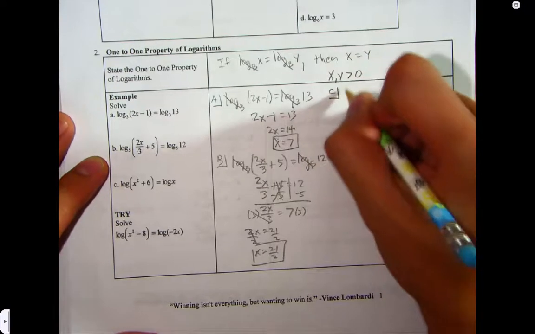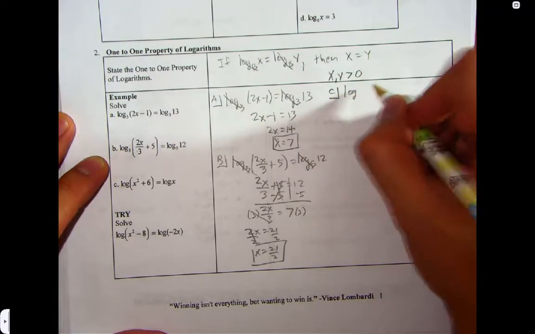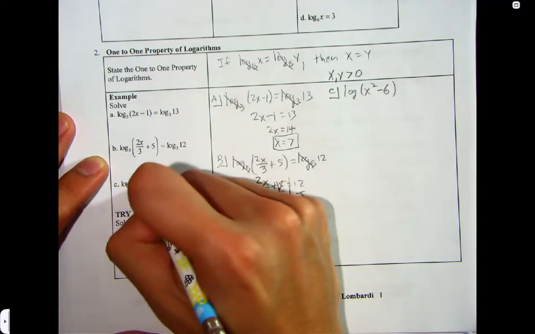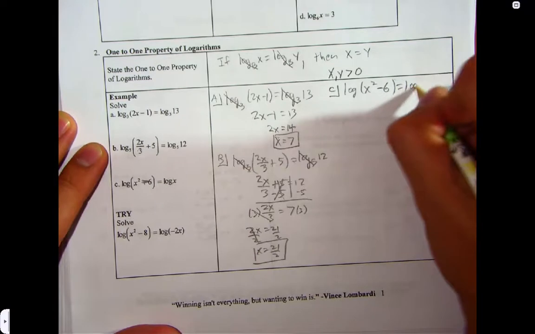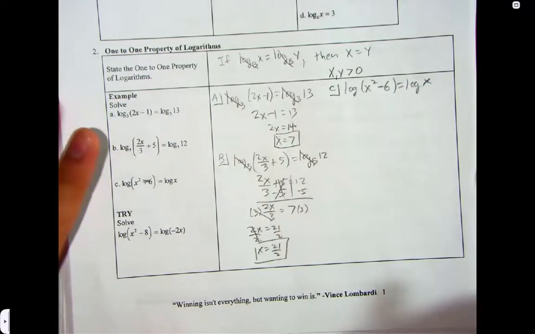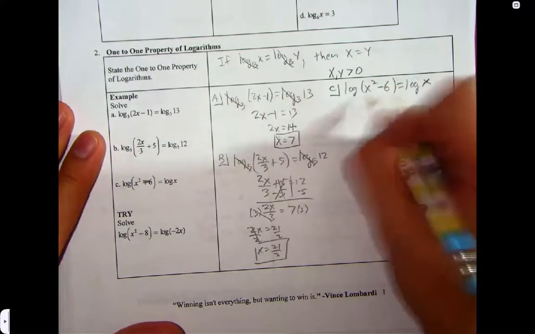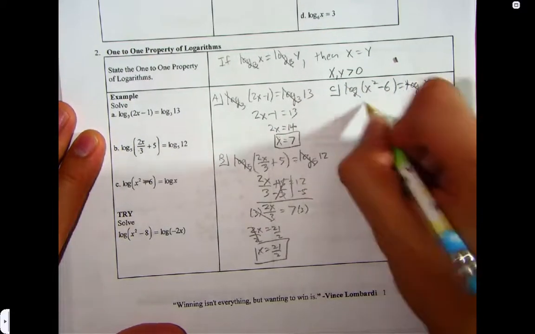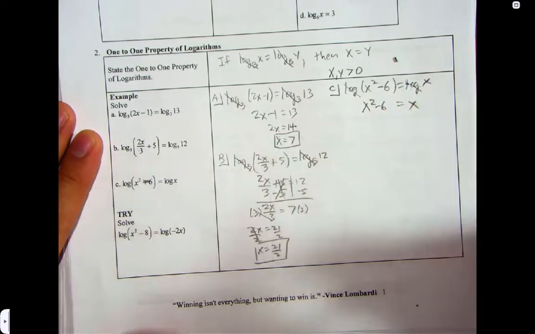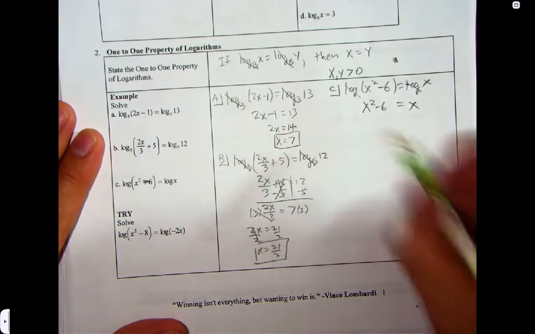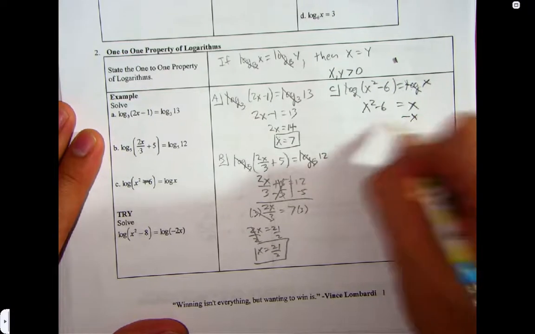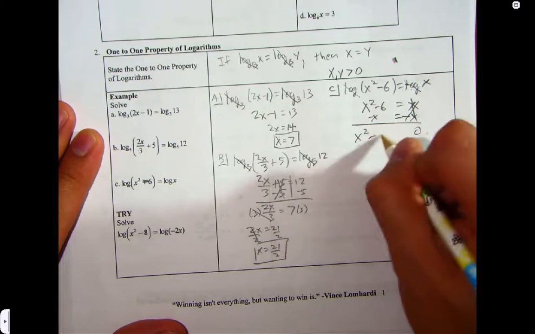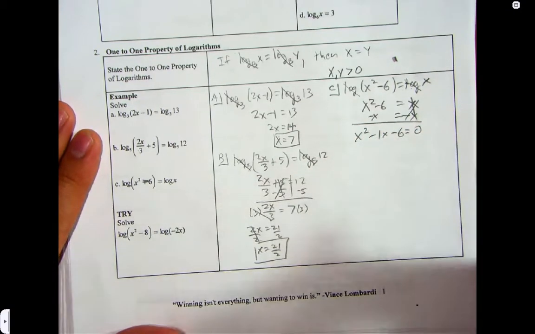C, log of x squared minus 6, this problem should say a minus, equals log of x. It's a 1 to 1 log, so these cross out. So it would be x squared minus 6 equals x. Since there's an x squared and x, get one side equal to 0, so subtract x on both sides. x squared minus 1x minus 6 equals 0.